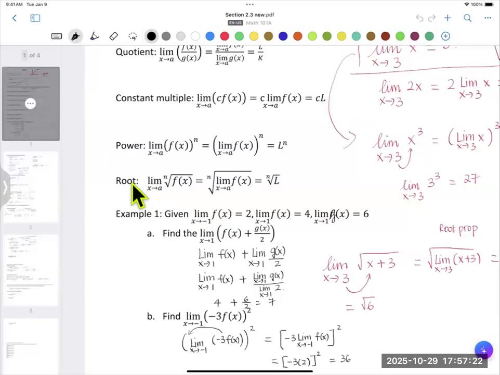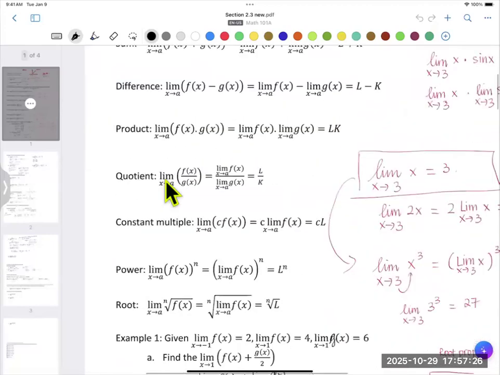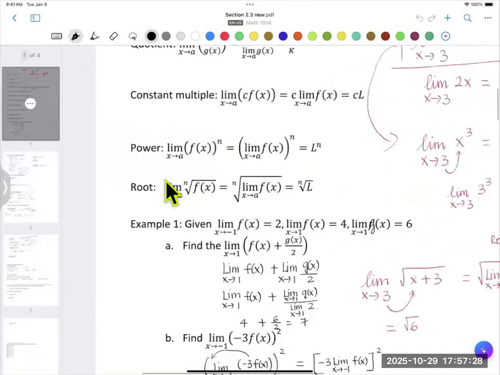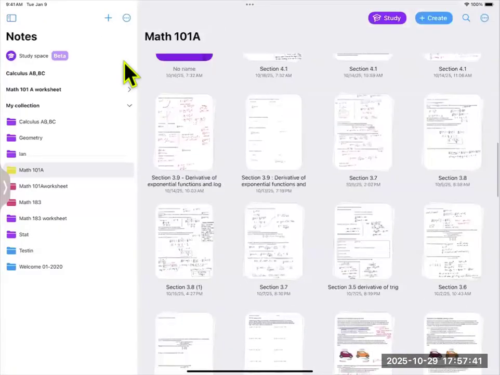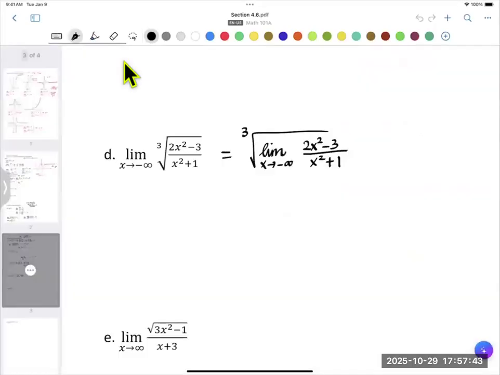Okay, so let's go back to this one more time. When you go back to section 2.3, you will see that there's a root property. So if you have a limit of a root, you can bring the root out and then just check the limit of the inside. And then the result of whatever is inside will be raised to that root. Okay, so let's get back to our section. So it means I can bring the root outside the limit and then evaluate the inside.